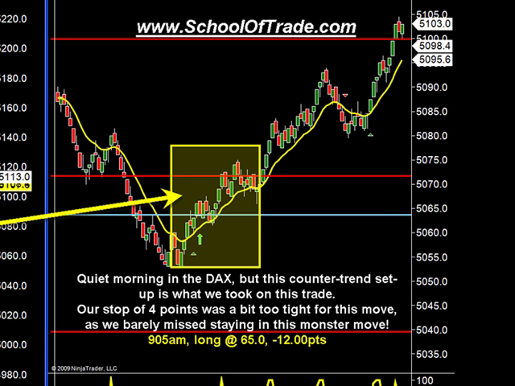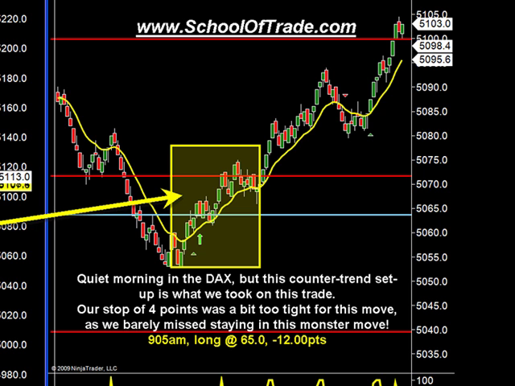A 4-point stop, a little bit too tight, and we barely missed staying in, as you can see, this monster move to the upside. We definitely caught that move at its absolute lowest point. We just simply couldn't manage the trade to keep it in. So a little bit of a mental mistake this morning, but at the end of the day, it was the right decision. But you know what? Every once in a while, we do take losses here. It doesn't happen very often.